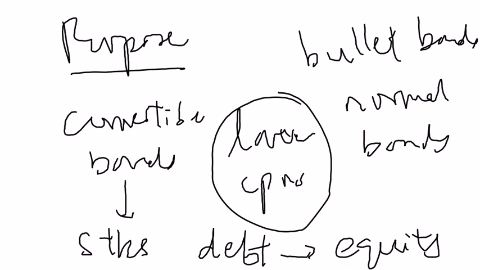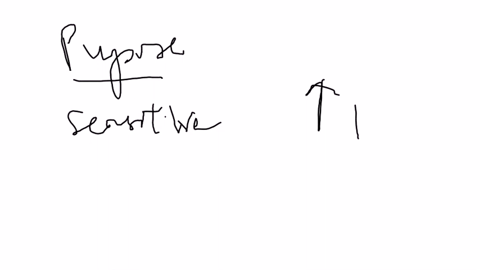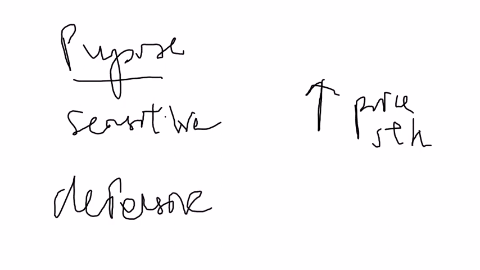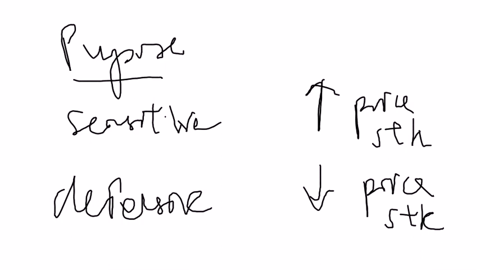Now, the purpose for the bondholders is that the convertible bond is a defensive security. It's very sensitive to a rise in the share price, and it's protective when the share price decreases. Why? Because if the share price decreases, we simply hold on to the bond and not convert it. And if the share price increases, we would simply convert it to enjoy the up market.